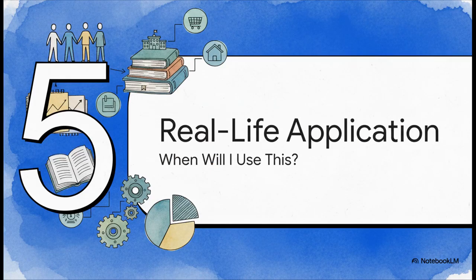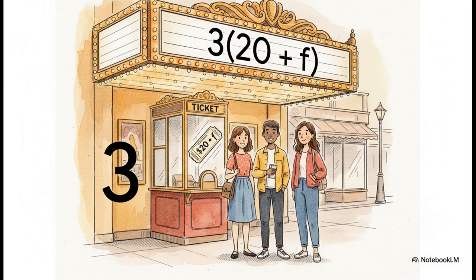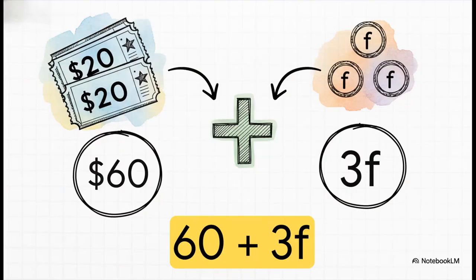You might be sitting there thinking, okay, great, but when am I ever really going to use this? Well, the logic behind distribution actually shows up in all sorts of everyday situations, especially when you're dealing with groups. So, imagine you're buying tickets for yourself and 2 friends. That's 3 people total. Each ticket costs $20, but there's also an unknown service fee, we'll call it F, on each ticket. The total cost can be written as this expression, 3 times the quantity of 20 plus F. Now, if we distribute that 3, we get 60 plus 3F.